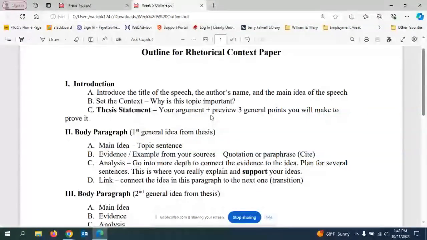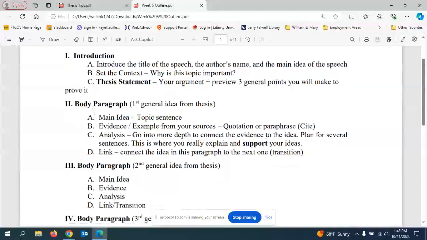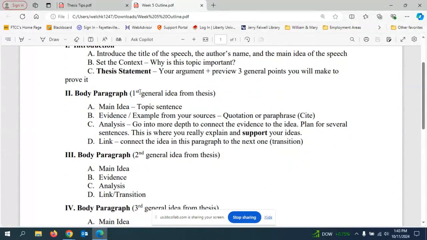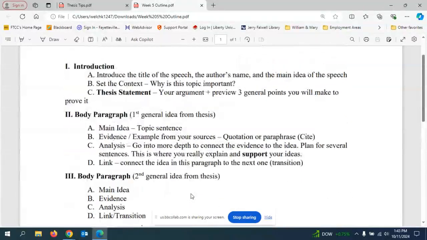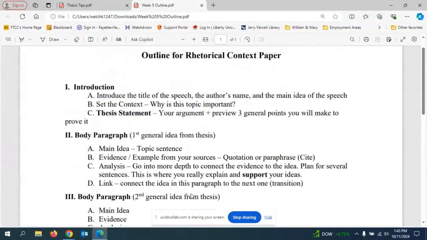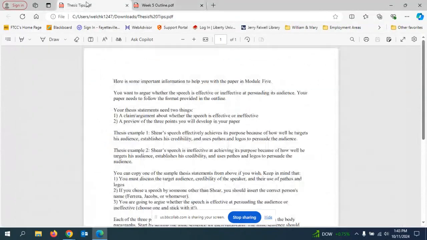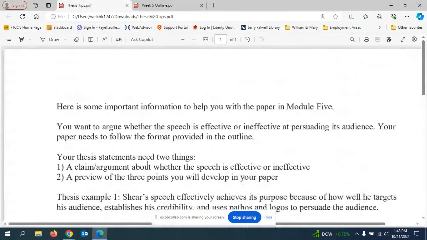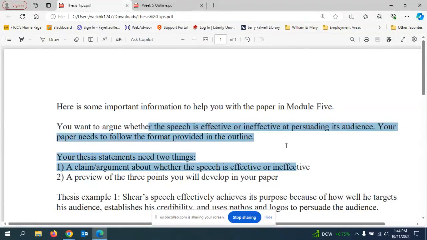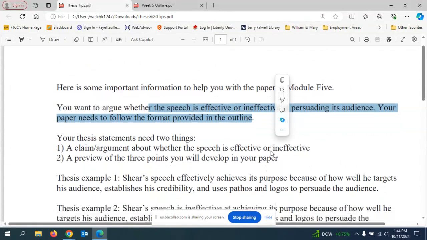Okay, so we're going to have an introduction with some sentences that will lead to this thesis statement. And then each of the 3 points in the thesis statement get developed in their own body paragraph. Before I go into detail on the rest of this outline, let's talk about that thesis statement in more detail. So you want to argue whether the speech is effective or ineffective at persuading the audience. And your paper needs to follow that format that's provided in the outline.